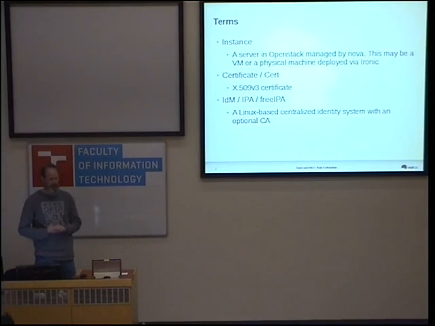I use a lot of acronyms and things, so let me just go over some stuff so you can follow along. When I say instance, I mean an instance in Nova. This could be Ironic or a VM or whatever. I try not to use the word server because that gets too confusing. Cert and certificate I use interchangeably. It's X.509 v3 certs. And then IdM, IPA, and FreeIPA are all the same thing.